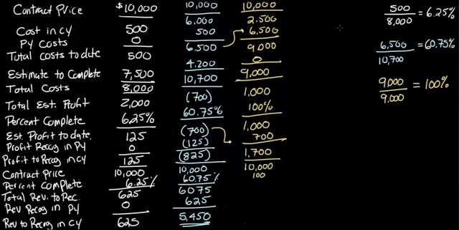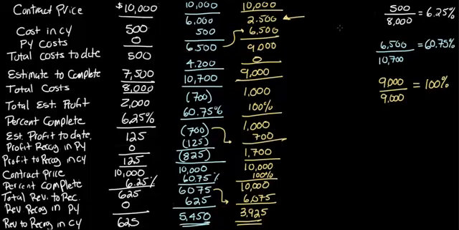Our contract price is $10,000. We're 100% complete. So we need to recognize through the end of the third year $10,000. We've already recognized to date $6,075. So the amount we need to recognize then in the current year is $3,925.